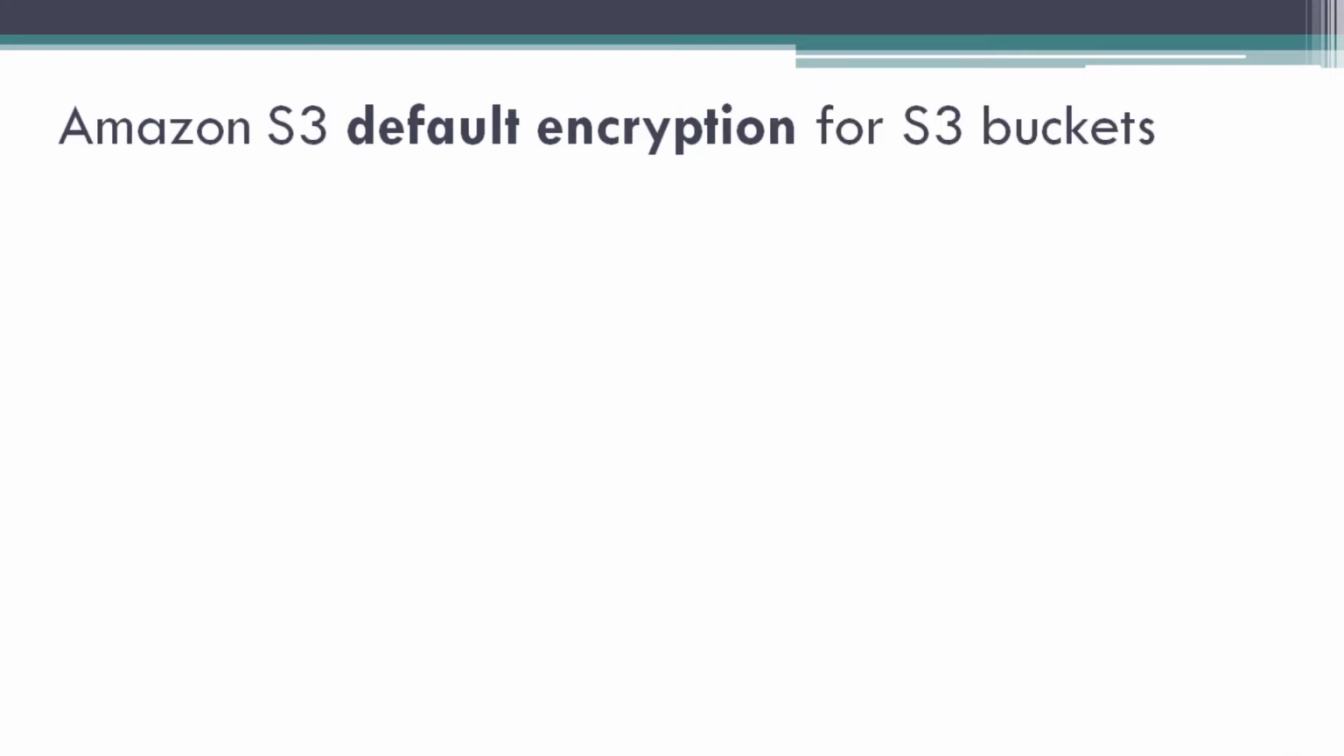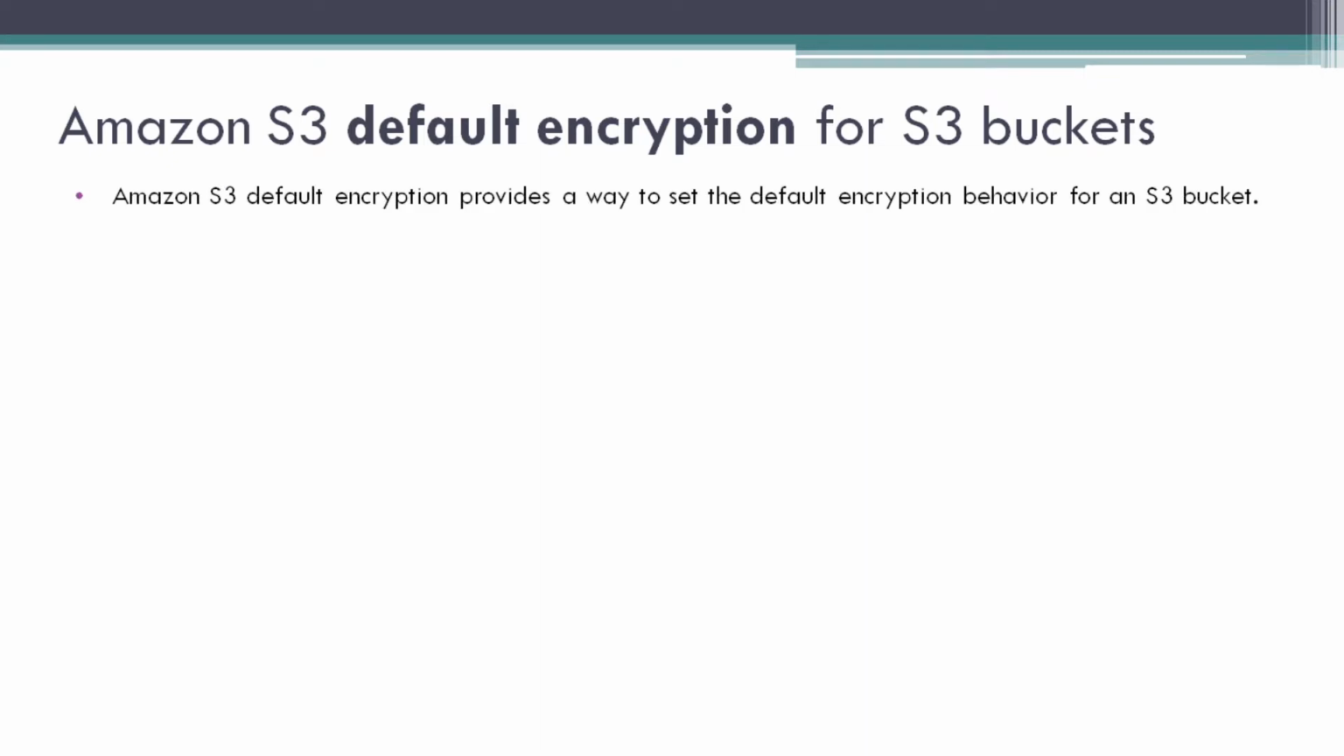Okay, now we just saw what is encryption in general. Now we will see Amazon S3 default encryption for an S3 bucket. Default encryption is nothing but a property of an S3 bucket. Amazon S3 default encryption provides a way to set the default encryption behavior for an S3 bucket. You can enable default encryption for your S3 bucket. If you are using an S3 bucket and you want to make sure that your data is secure at rest, you can use default encryption.